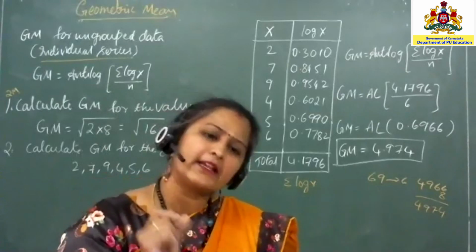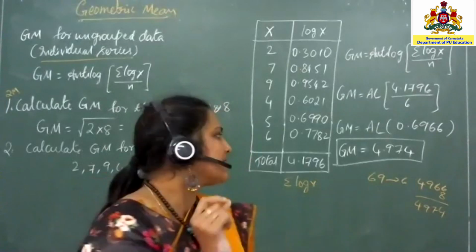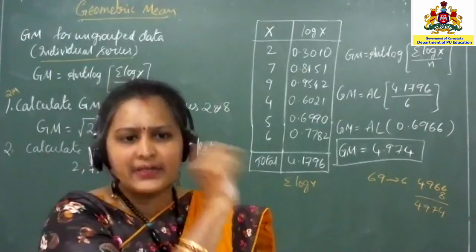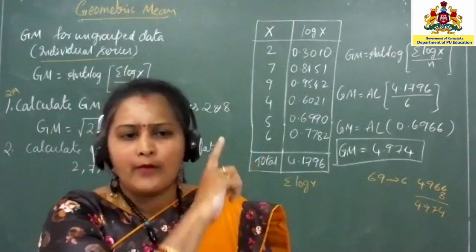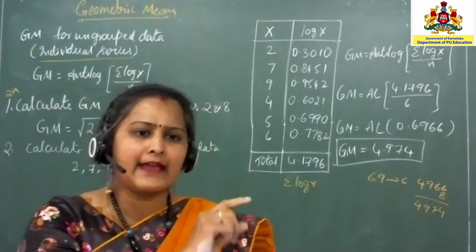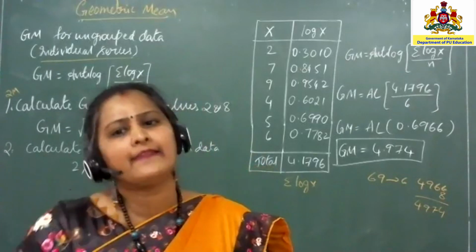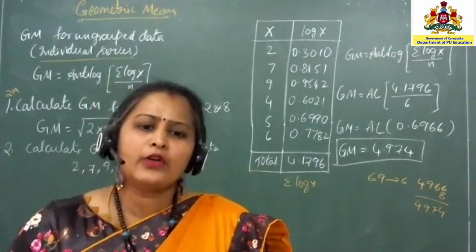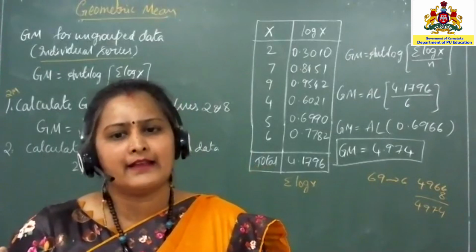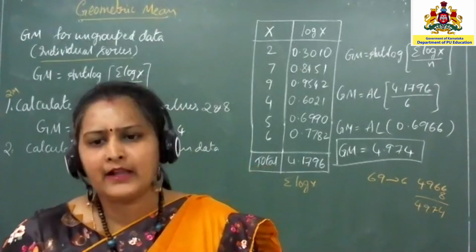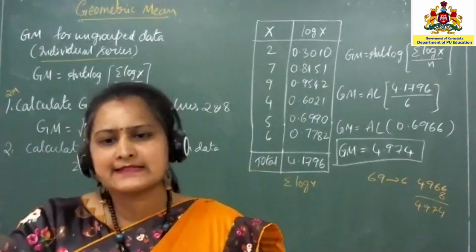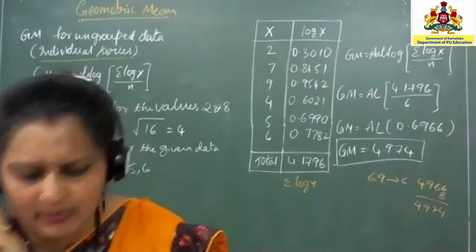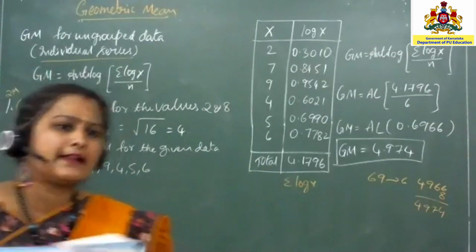You can also find anti-logarithms from the scientific calculator. You should press shift. Topmost left corner there, shift log and then the value. Shift log 0.6966 equal to, if you press that, you will directly get the value 4.974. At the last digits, it may vary, you don't need to worry about that. So I think it is very clear.